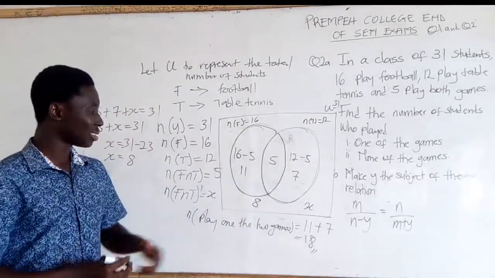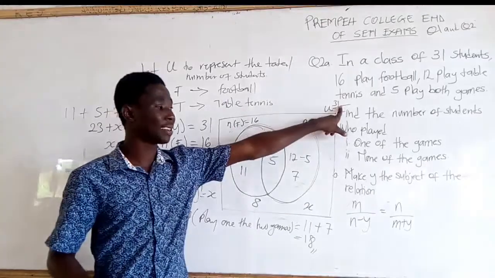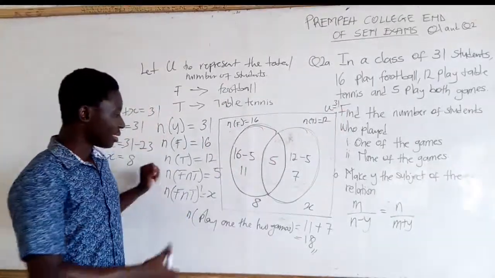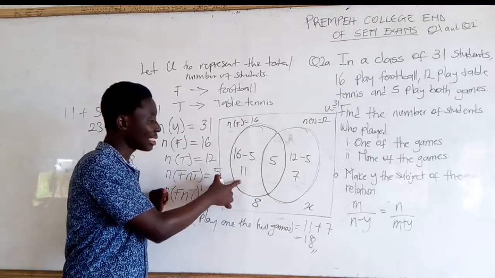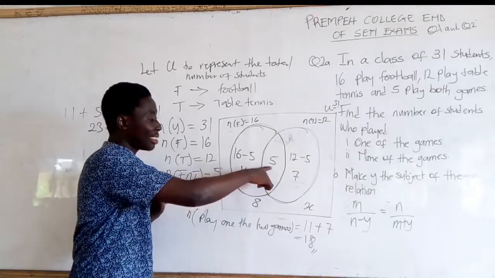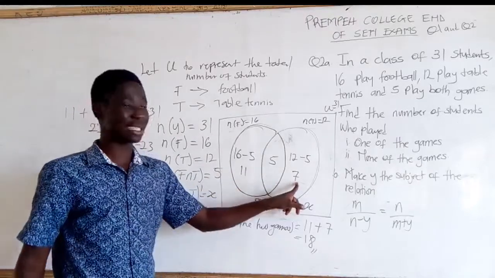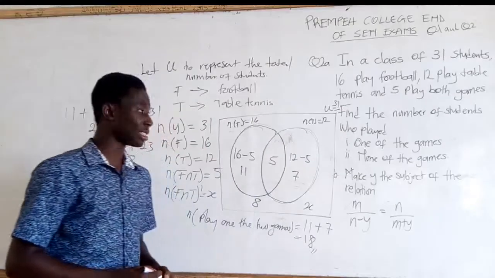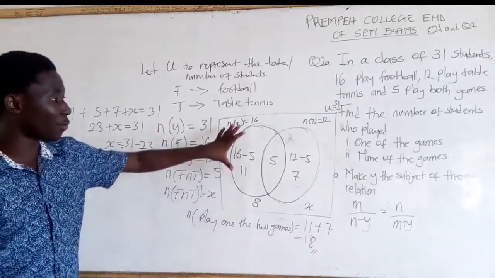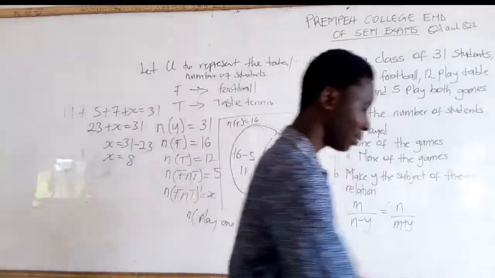Now let's add what is inside this diagram and see whether we can get 31. 8 plus 11 is going to give us 19. 19 plus 5, we are going to get 24. 24 plus 7 is going to give us 31, which means our answer is correct. And that will be all for question number 2A. So let's move on to B.